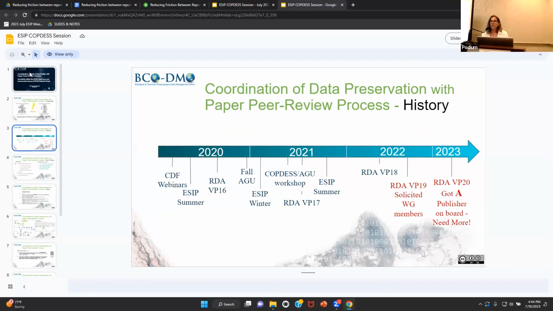So what we're finding is the domain repositories, and I know Kirsten has experienced this as well, have a challenge when an author, a PI, comes at the last moment and they've already submitted their manuscript to a journal, to a publisher, and they say, oh my gosh, I just submitted it, it's in review, but I need a DOI now.